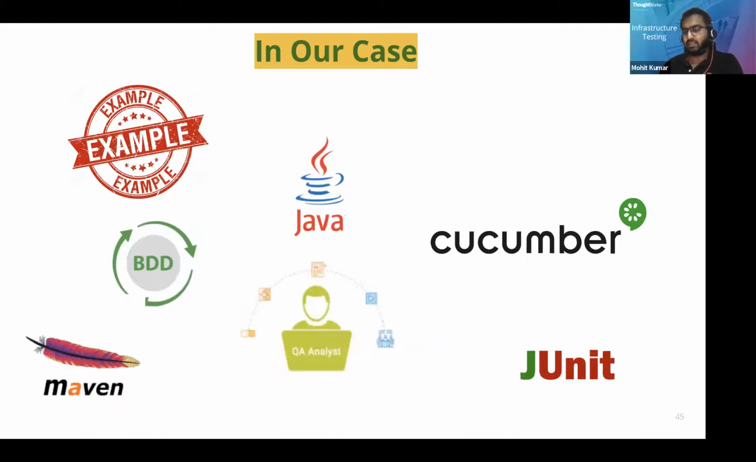Moving on further, in the coming slides, I'll be explaining a framework where we have used this tech stack. Normally a QA analyst or most of our QA friends use Java with Cucumber, as Cucumber is helpful for the BDD framework. We use JUnit for the assertions, and Maven to get the dependencies for the different libraries.